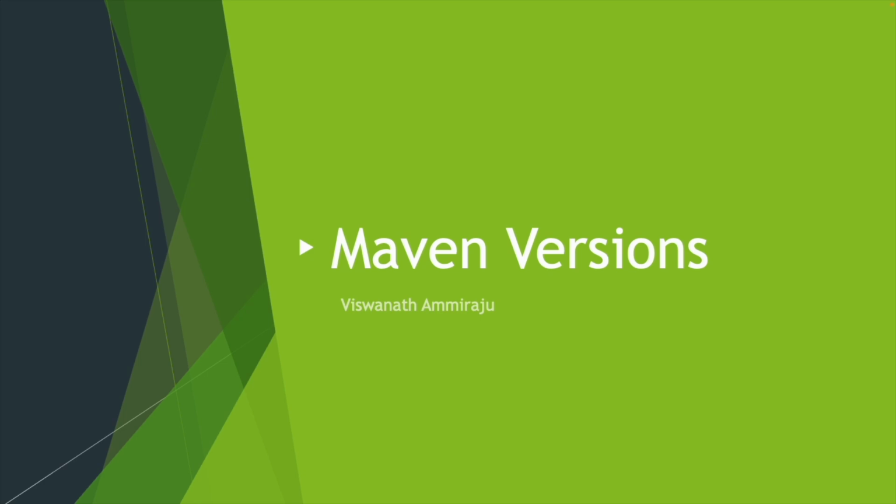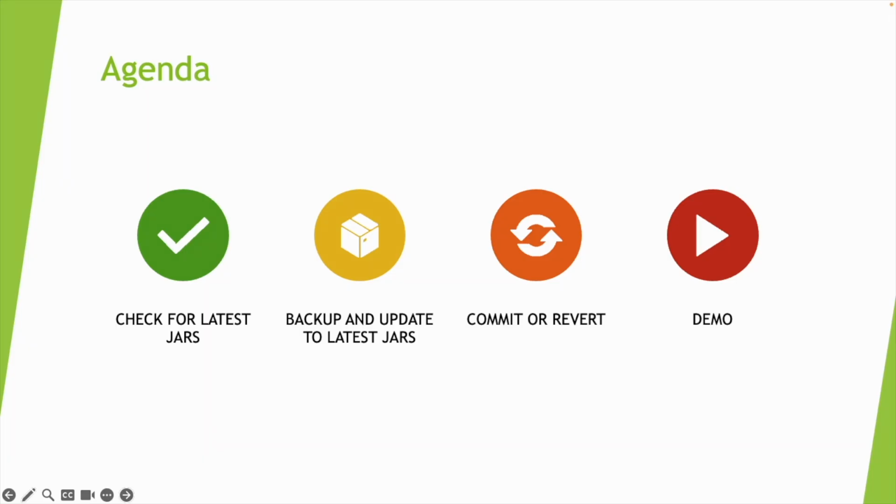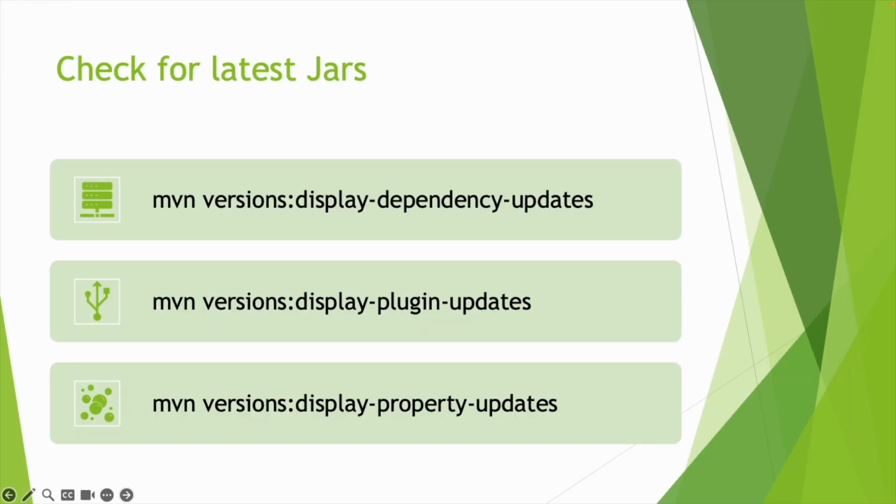Upgrading Maven dependencies manually has always been tedious work, especially in projects with a lot of libraries releasing frequently. In this tutorial, we will learn how to exploit the versions Maven plugin to keep our dependencies up to date. The agenda mainly covers how to check for the latest versions and update with taking a backup, and also either to commit or revert, along with a demo.